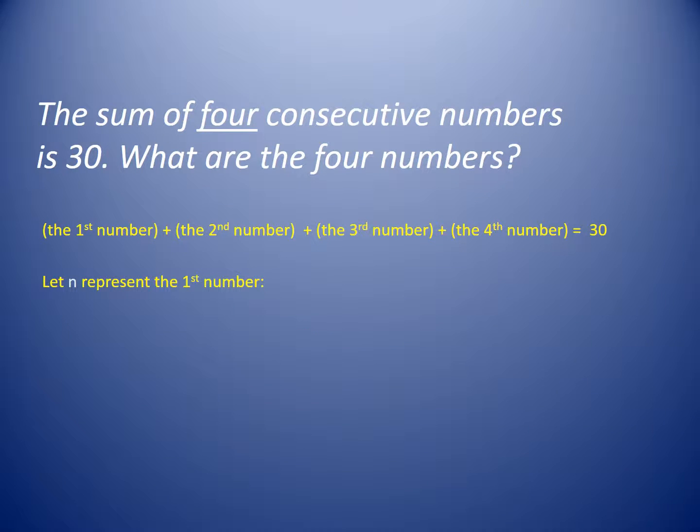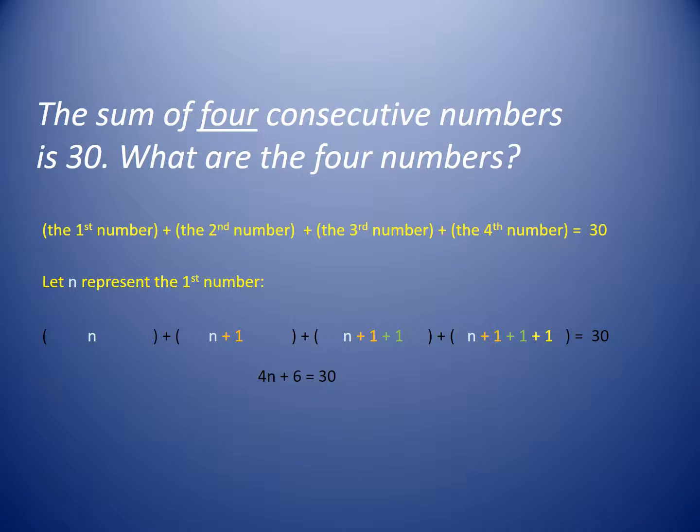We'll start this the same way we did the previous one, except this time we'll have 4 numbers to add up, in this case to 30, instead of 3 numbers. So again, just like we did before, we'll let the letter n represent the first number. As you can see, each time we added 1 to the previous number in order to get the next number. So we started with n, the next number was n plus 1, the next number was 1 more than n plus 1, and the fourth number was 1 more from n plus 1 plus 1. Same process as before.